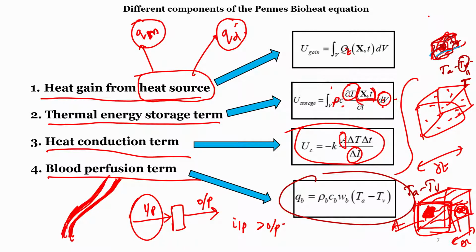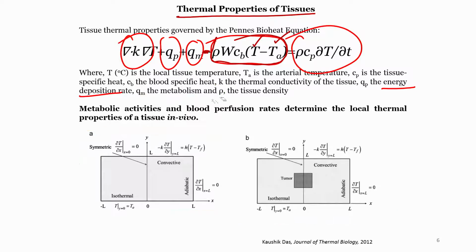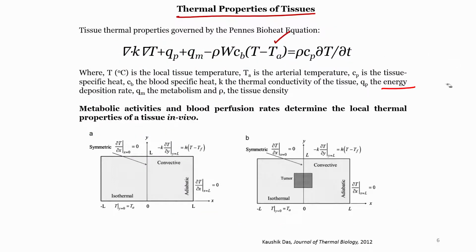Now, we have understood all the individual parts, right. Now, let us go back to the equation and see if we can easily understand it. So, now let us look at the equation after knowing all these things. Let us look at it in a simple way: what are the plus terms and what are the minus terms here. Okay. So, QP is a plus term, QM is a plus term, this rho W Cb delta T is a minus term, and this is also a plus term.